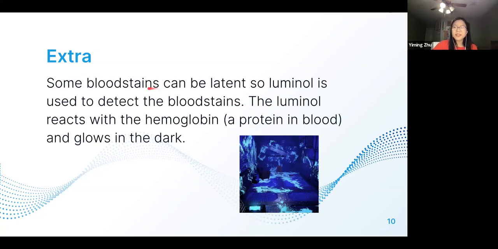So some bloodstains can also be latent, so they can't be seen by the naked eye. So when this happens, they use a chemical indicator called luminol, and this is used to detect the bloodstains. This is a picture, and what the luminol does is it reacts with the hemoglobin.